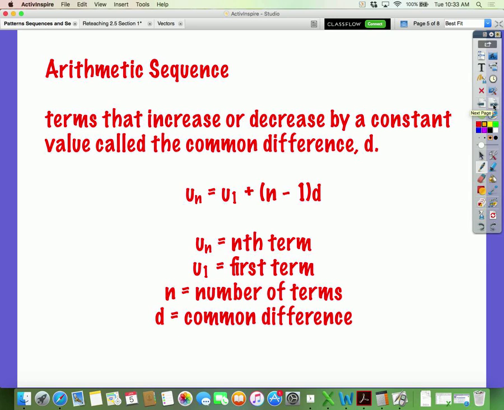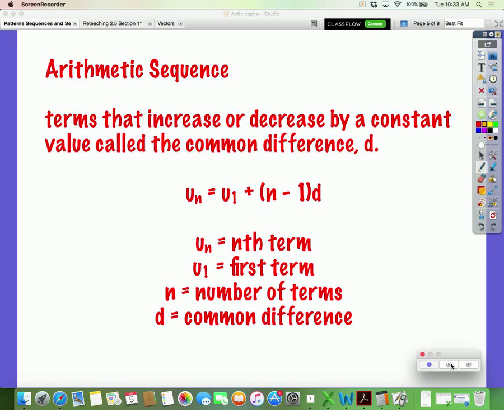An arithmetic sequence is terms that increase or decrease by a constant value called the common difference, which is represented by the variable d. That formula that you see in the middle of the screen, u sub n equals u1 plus n minus 1 times d, is the formula to find any number in the arithmetic sequence. It could also be used to find the first term, the number of terms, or even the common difference.